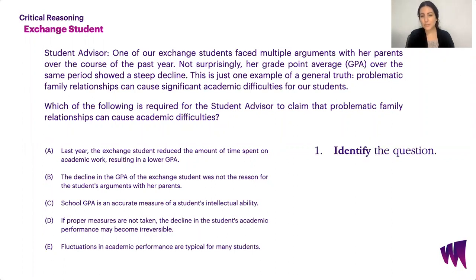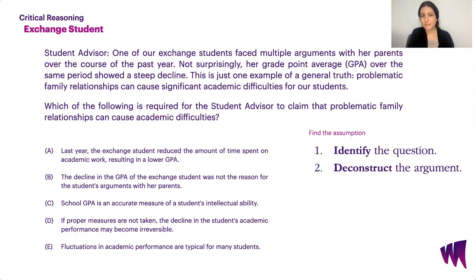The first step is to identify the question based on how it's worded. Here it says, which of the following is required for the student advisor to claim that problematic family relationships can cause academic difficulties? So based on this question wording, we know that we're dealing with a find the assumption question.